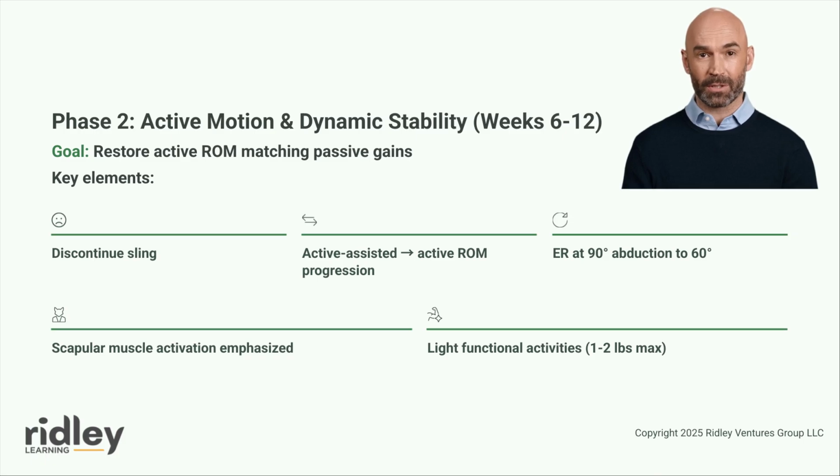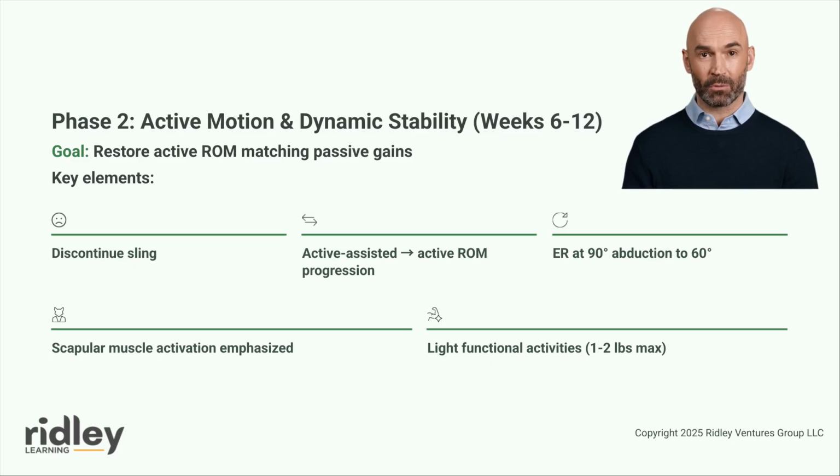Active range of motion exercises are introduced systematically, beginning with active assisted elevation and progressing to unassisted active elevation, external rotation, and internal rotation. External rotation at 90 degrees of abduction in the scapular plane is permitted up to 60 degrees during this phase, representing a carefully calibrated progression that balances subscapularis protection with functional restoration.